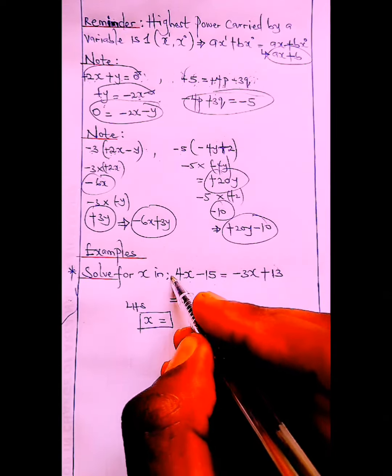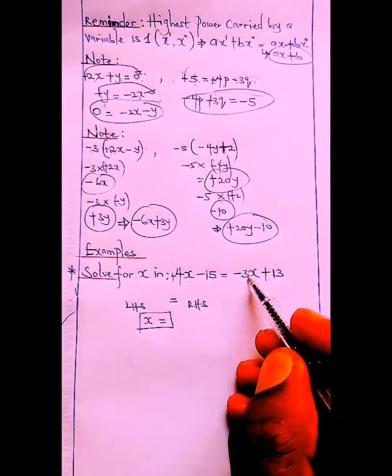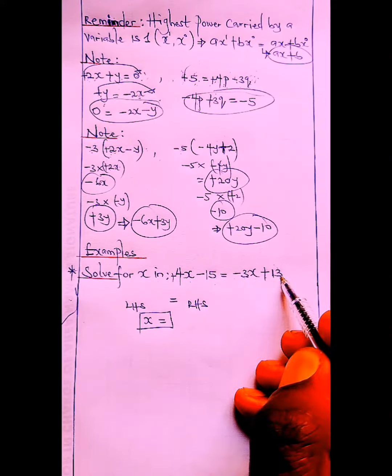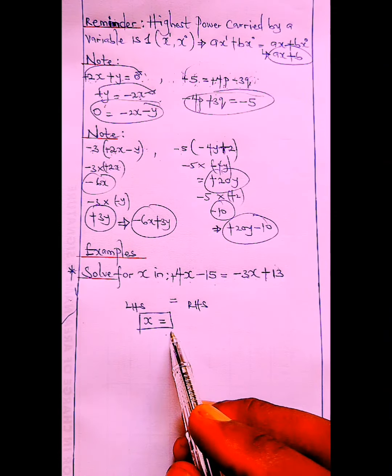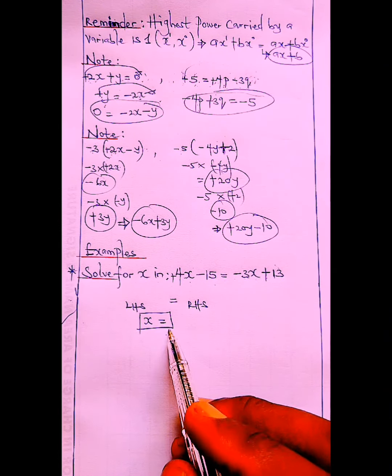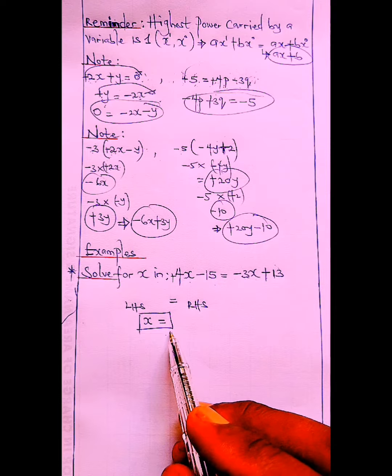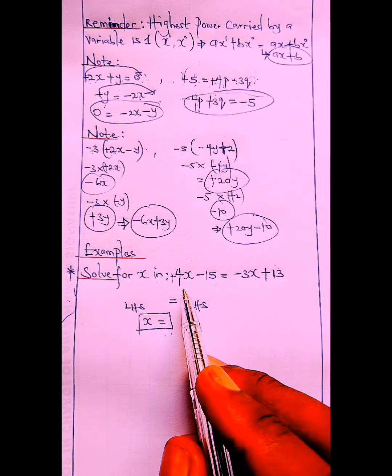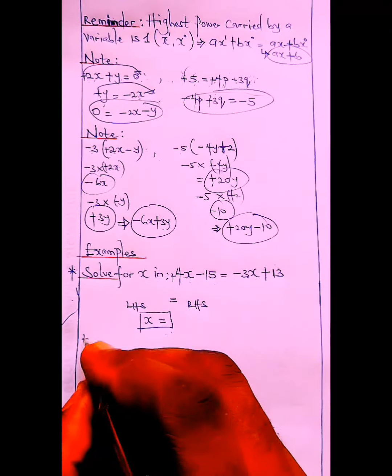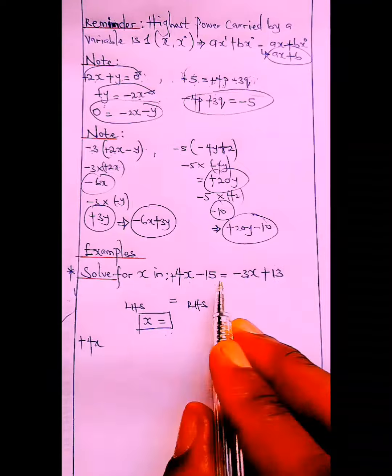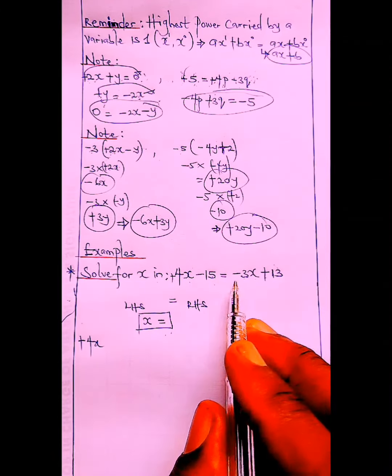So this plus 4x, this minus 15, minus 3x plus 13. We want all the quantities with unknown x to be on the left-hand side. So let's get that done. The first we have here is plus 4x. Now plus 4x is already on the left-hand side. Do I have another x on the left-hand side? No. So we're going to check the other side.